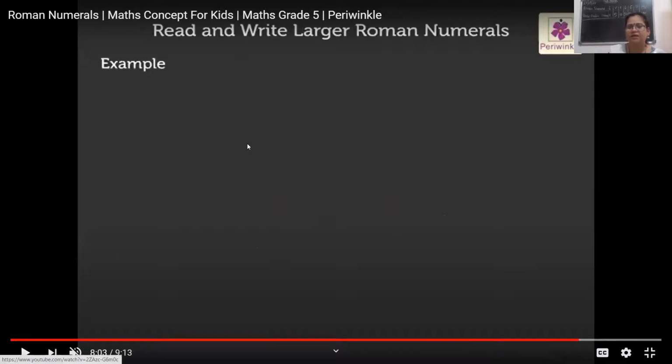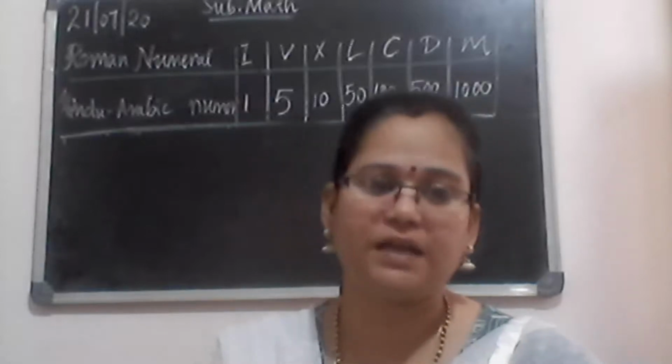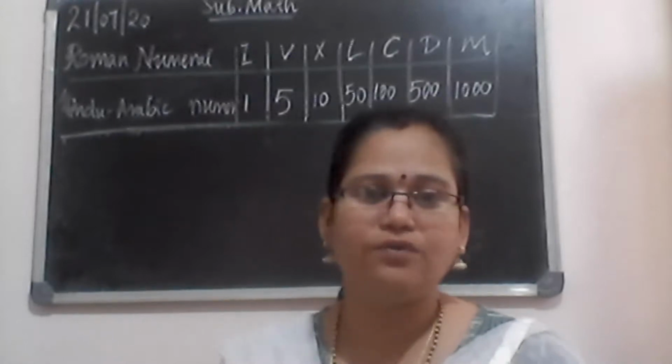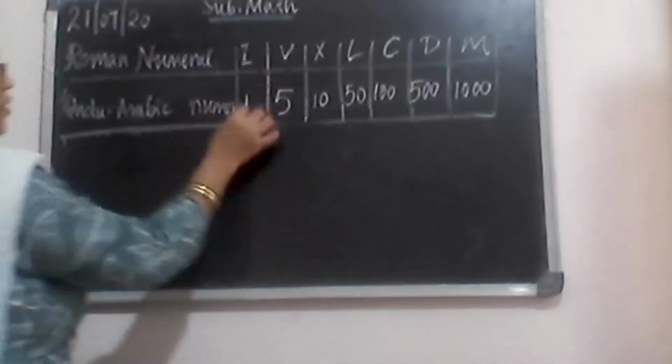Okay children, now I'll stop sharing and we will understand the Roman numerals in detail. I'll be repeating the rules on the board. You have seen the video. Now you will look at the board. So what are the symbols? I, V, X, L, C, D, M. We all know what they are.